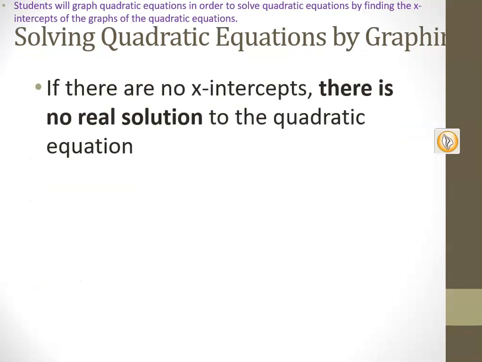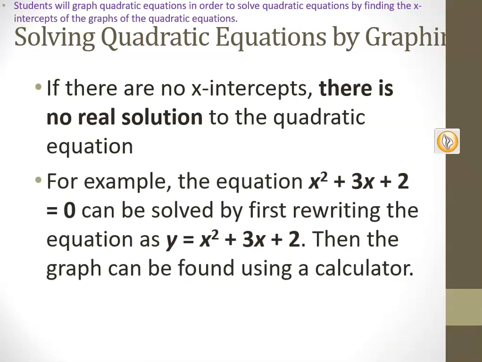If there's no x-intercepts, that means there's no real solution, which means the discriminant was negative. If there's one x-intercept, that means there's one solution, which means the discriminant was 0. If there's two x-intercepts, that means the discriminant was positive.